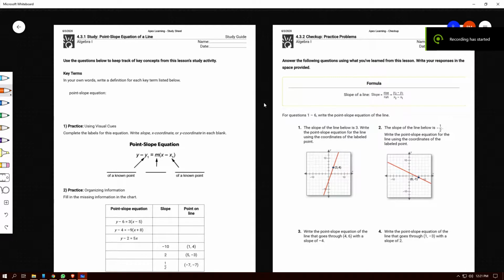Right, we're going to do the 4.3.3 quiz. We're actually going to use a page from the 4.3.1 study guide as well as the 4.3.2 checkup problems, as we've been doing. We're going to be talking about the point slope equation.